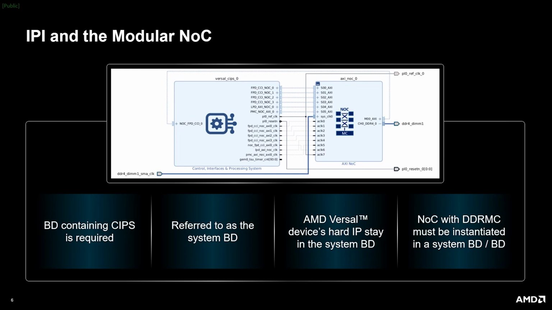Let's quickly walk through these steps to ensure your understanding. The SIPs and the NoC IPs still need to be on a BD and incorporated into your design. The NoC IP contains the hardened memory controller and is still only available on the BD canvas. We'll call this BD the System BD.